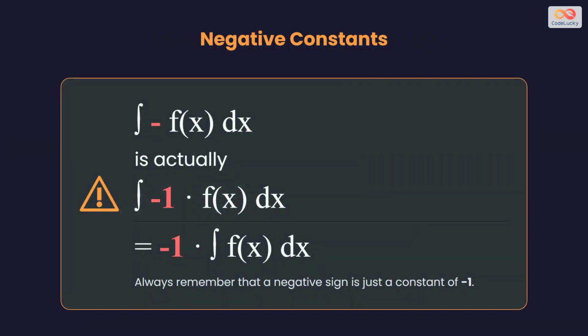Be careful with negative signs. A negative sign in front of a function is actually a constant of -1. You can pull this -1 outside the integral, perform your integration, and then apply the negative sign to the result.